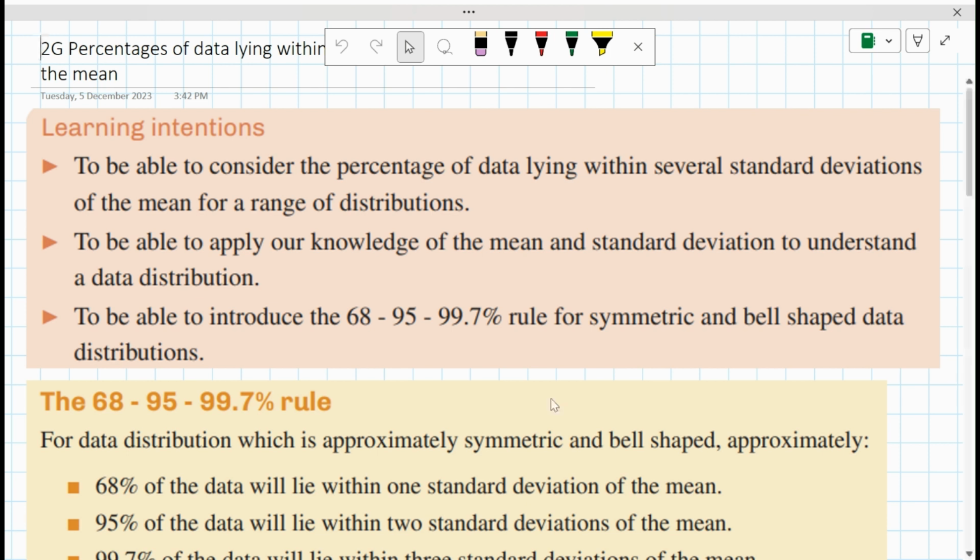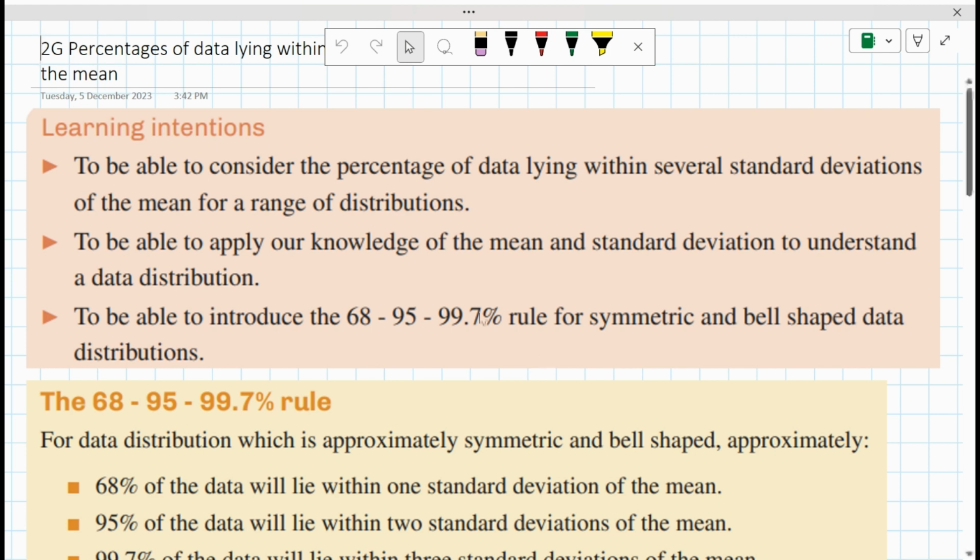The first thing I want to talk about, the most important part, is understanding the standard deviation and what the data distribution looks like. We'll also introduce the 68%, 95%, and 99.7% rules for bell-shaped data distributions.